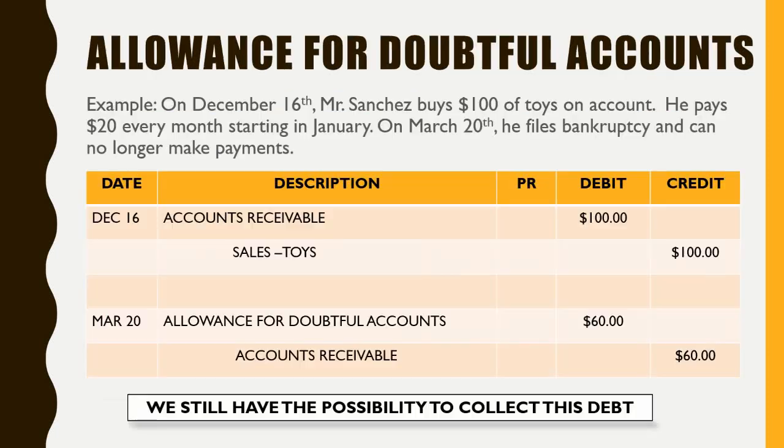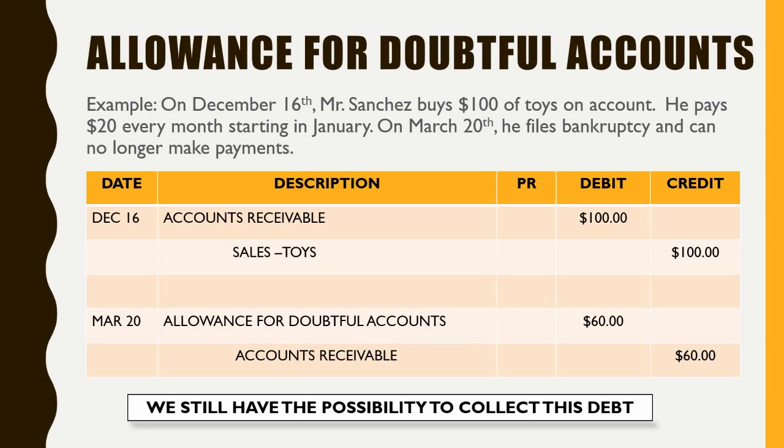Okay? So what do I mean by doing this? Let's see. When we do allow our customers to owe us on an account, for example, on December 15, we sold to Robert toys. We sold $100 worth of toys on an account, and he's going to make monthly payments of $20, starting in January.